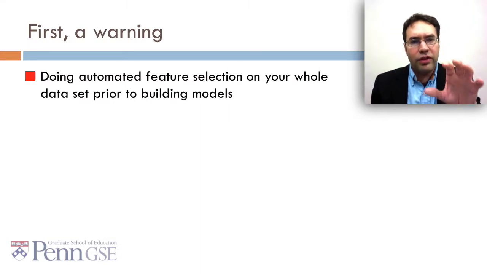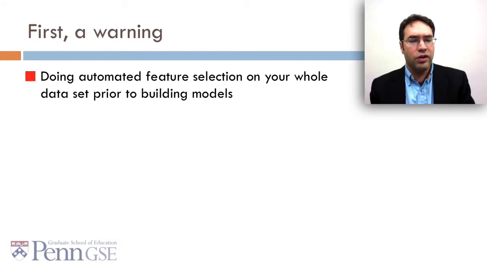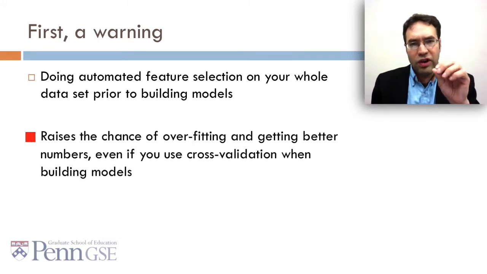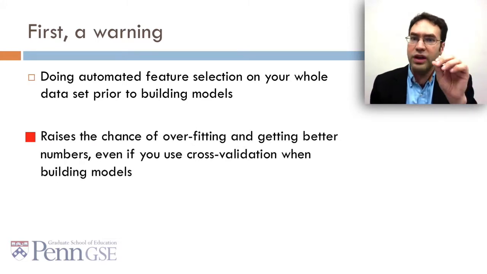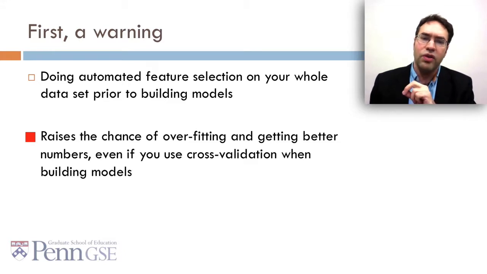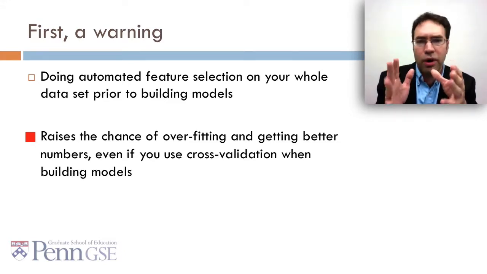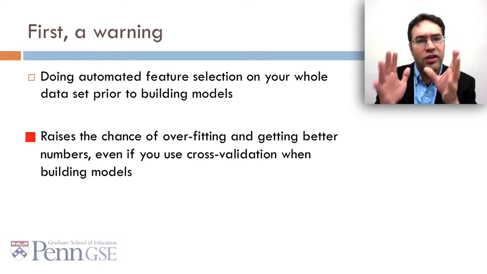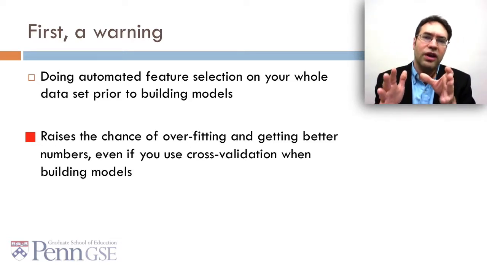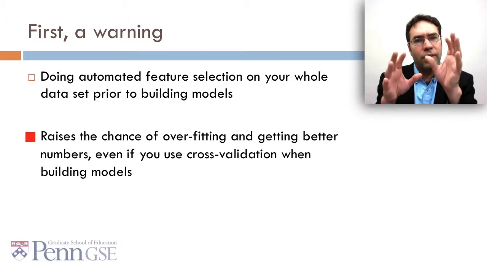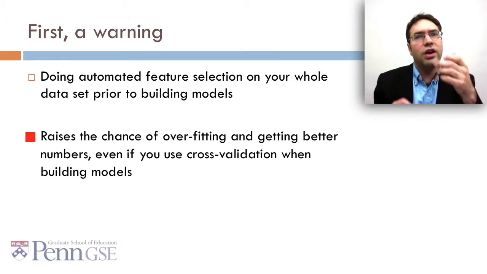First, before I talk about this more, let me give you a warning. Doing automated feature selection on your whole dataset prior to building models raises the chance of overfitting and getting better numbers, even if you use cross-validation when building models. Because you're making decisions about what variables to use, which is often considered part of the algorithmic process, before you even get to the algorithm, and you're doing it in the whole dataset. So when you cross-validate, you're only cross-validating part of your process. You're not cross-validating your entire process.